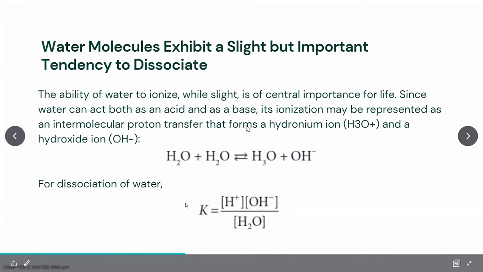And the constant of dissociation, as you can see here, would be the product of the concentration of your hydrogen ions times your hydroxyl ions all over your water. That's your dissociation constant for water dissociation.